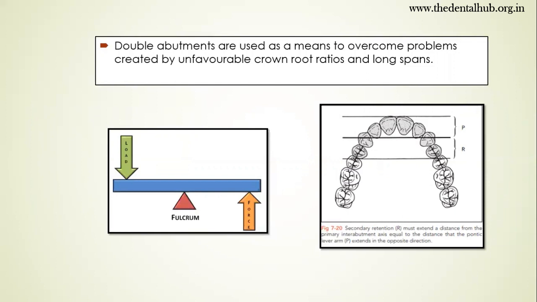Again, the qualities of the secondary abutment do not differ from the primary abutment. They should have at least as much root surface area, they should have sufficient crown, and they should prevent impingement on the gingiva under the connector. So this will enable equal load arm and equal effort arm, and hence the force on the FPD will reduce considerably.